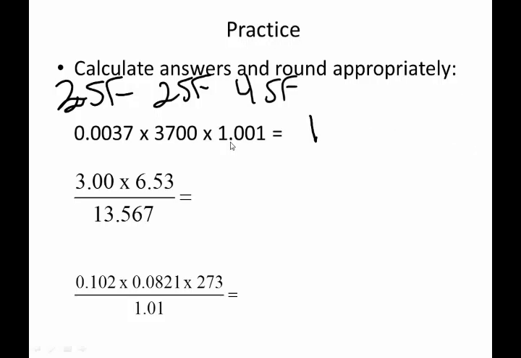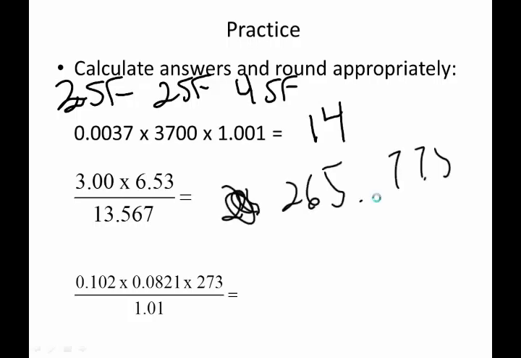Down here, now we can do all of these together. These are all of the same type, multiplication and division. We can do them all together. I get 265.77753. Now, how many significant figures should we round to? This one has 3 significant figures, and that one has 5. So we go to the least. It should be 3 significant figures, so 266.